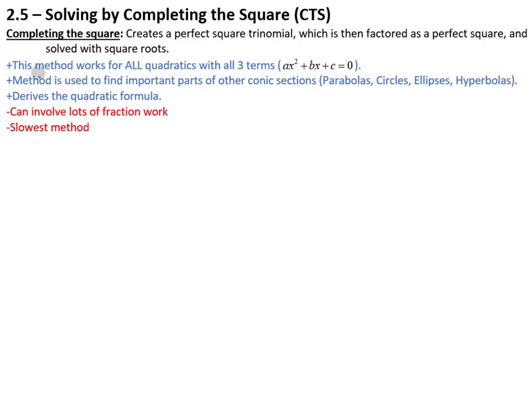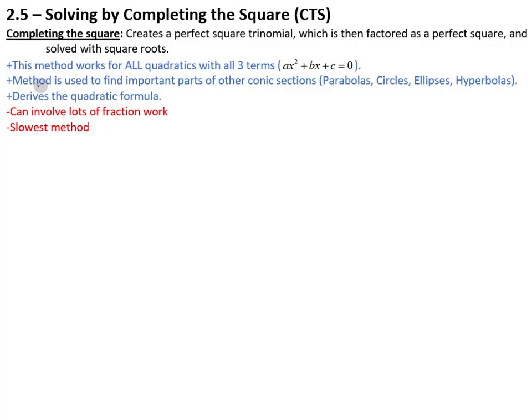Okay, but first we have to make this perfect square. So how do we do that? Let's first look at some of the positives and negatives of this method. Positive is it works for all quadratics that have all three terms. That's beautiful. So any of them, even those tough factorable ones, we can solve with this method. The downside is it can involve lots of fraction work.